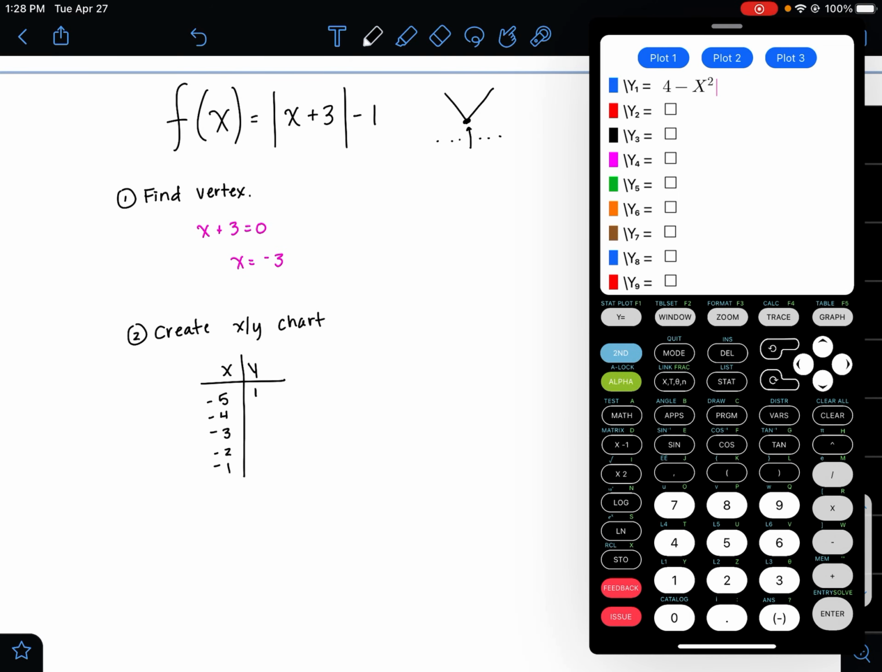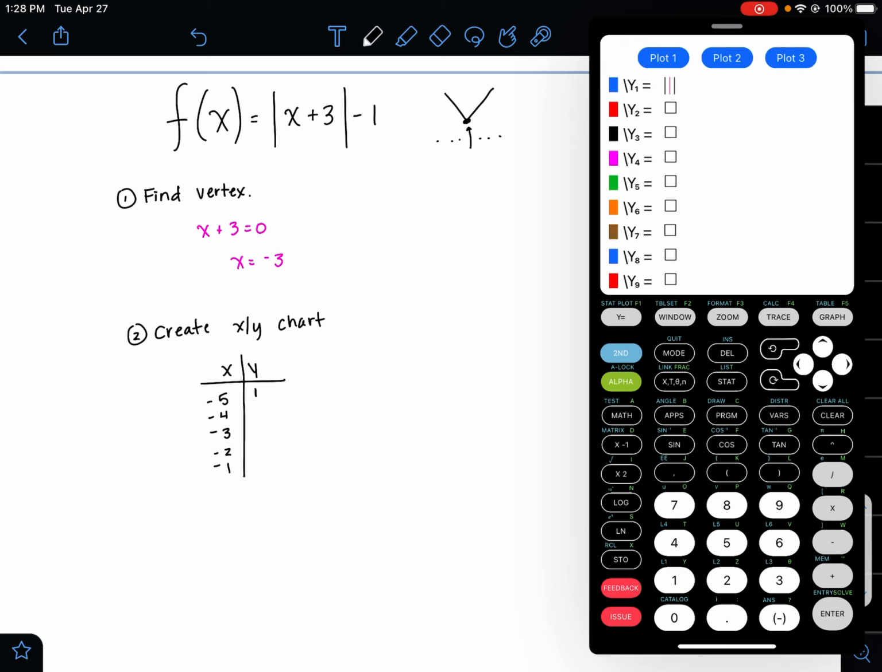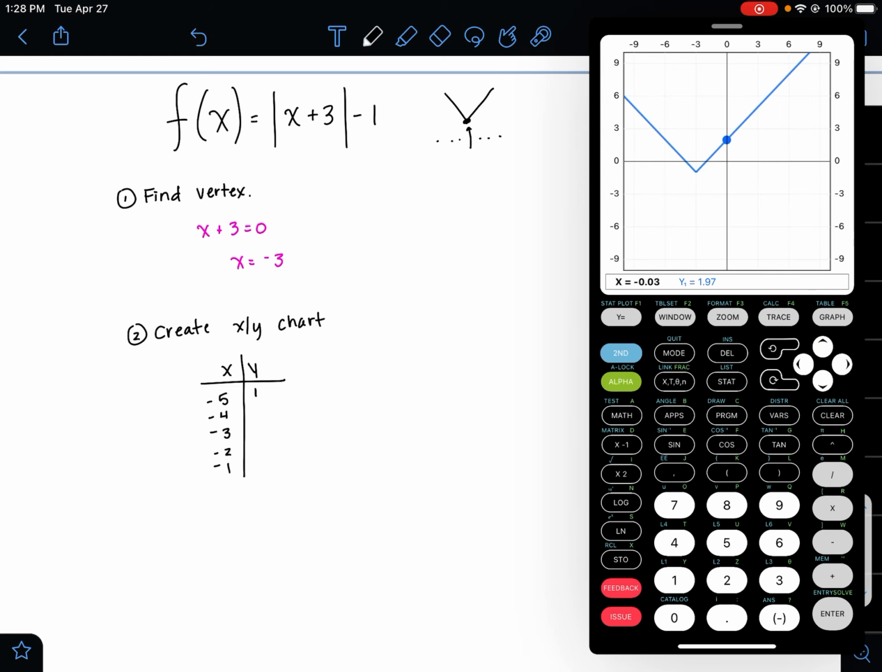I'm just going to go ahead, type it in here. To get absolute value bars, you go to Math, over to Number, and then you see number 1. It says ABS, so there's our bars, just in case you wanted to know. And then I moved it over outside of the absolute value bars to get that. Then I'm going to hit graph so I can see what the graph looks like, but I still want from you guys this XY chart.